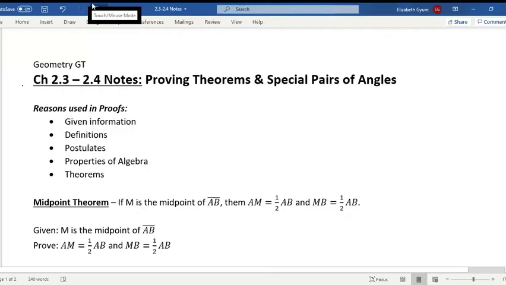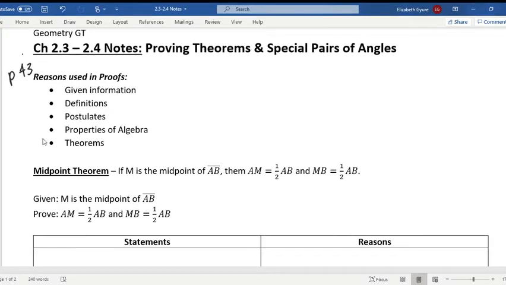Today we're going to look at chapter 2.3 and 2.4, which is proving theorems and special pairs of angles. This first part is section 2.3, which you can follow along on page 43 of your textbook if you'd like. So we're going to be looking at more proofs.